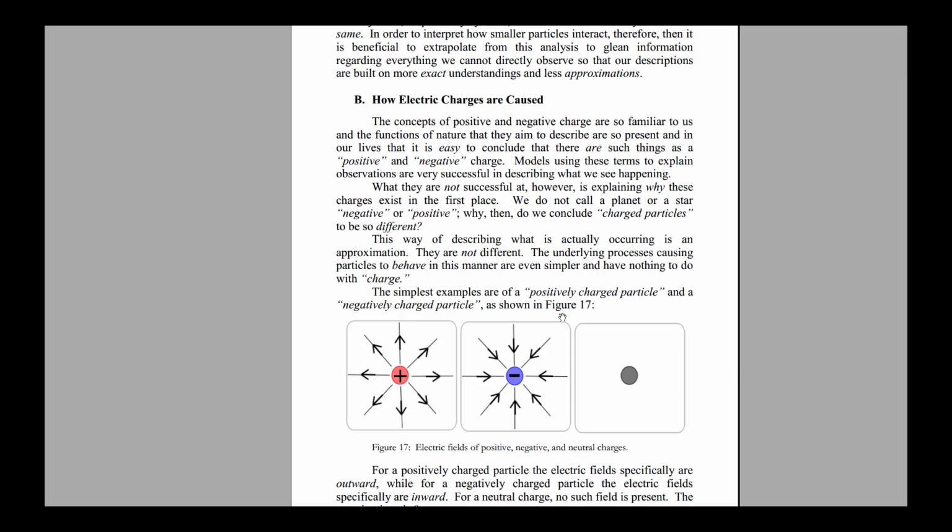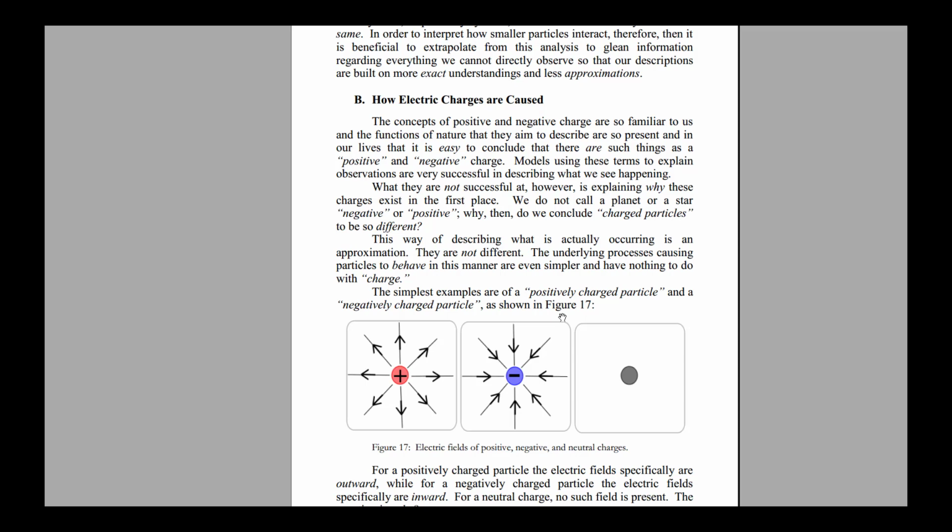In section B of chapter 3, How Electric Charges Are Caused. The concepts of positive and negative charge are so familiar to us, and the functions of nature that they aim to describe are so present in our lives, that it is easy to conclude that there are such things as a positive and negative charge. Models using these terms to explain observations are very successful in describing what we see happening. What they are not successful at, however, is explaining why these charges exist in the first place.